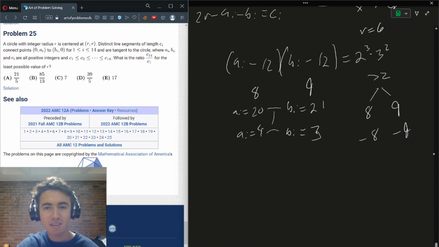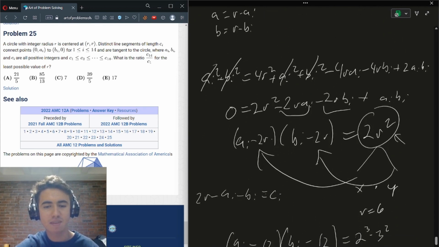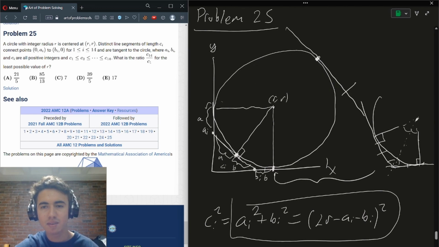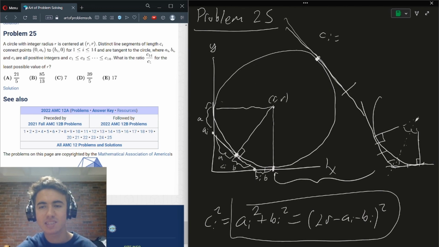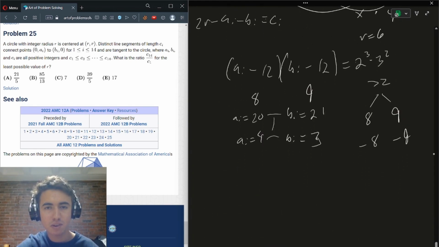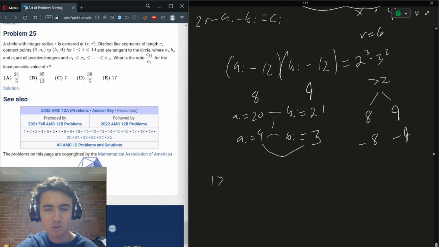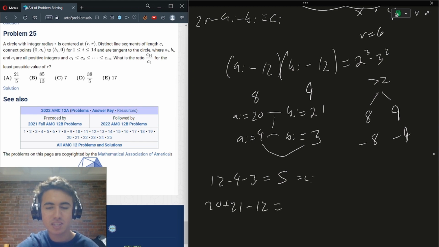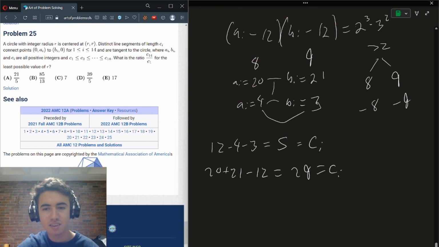So let's plug in for the two different values of CI. Remember how I said this is the value of CI? That's the case when it's down here, but when the case is up here, CI will instead equal AI plus BI minus 2R. So for the first case, using these values, we'll have 12 minus 4 minus 3, which is equal to 5, one of our values of CI. The other case is 20 plus 21 minus 12, which is equal to 29. So now, did I do this right?